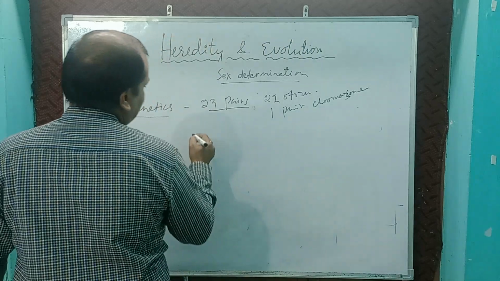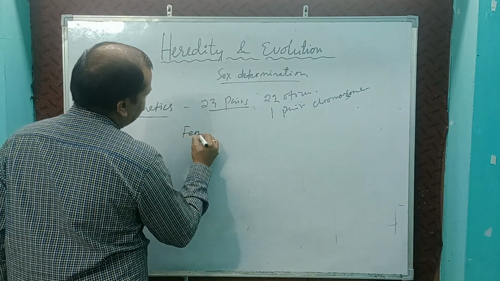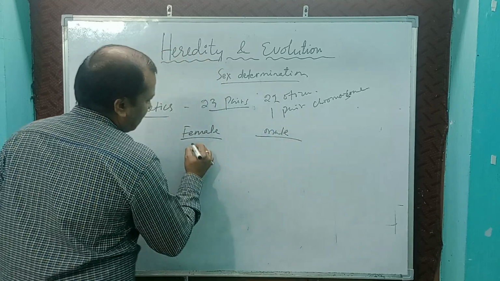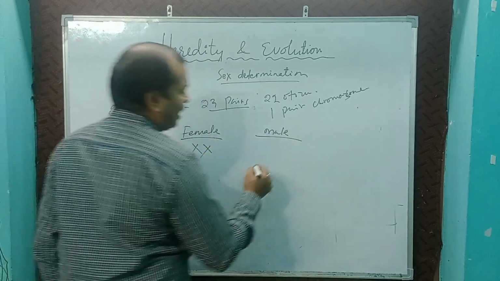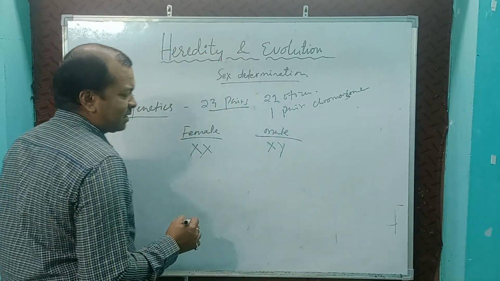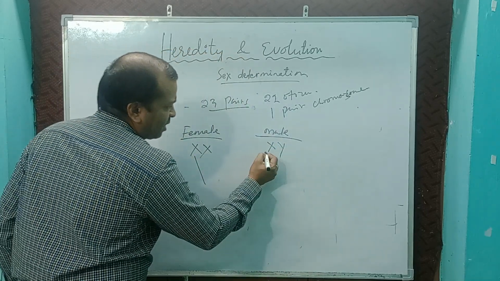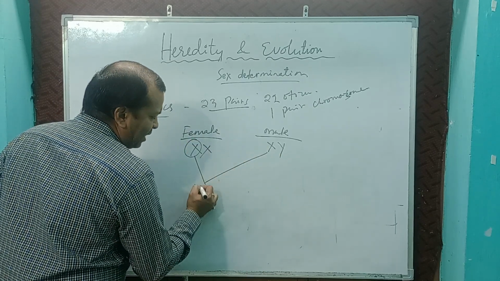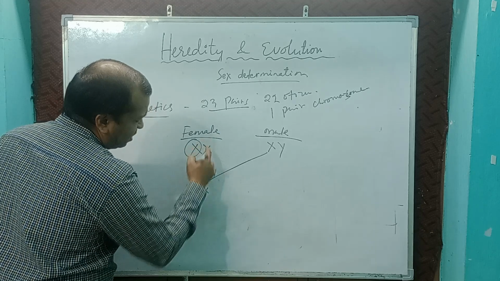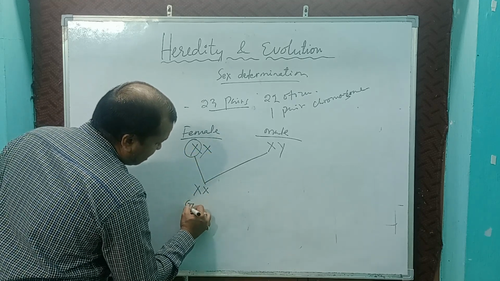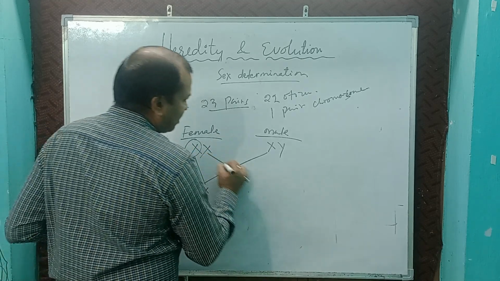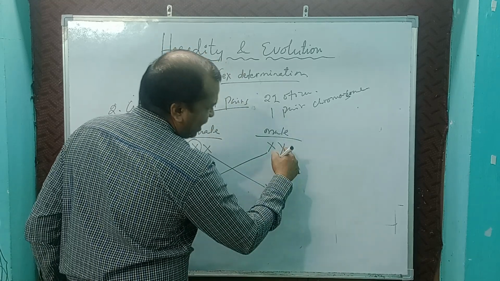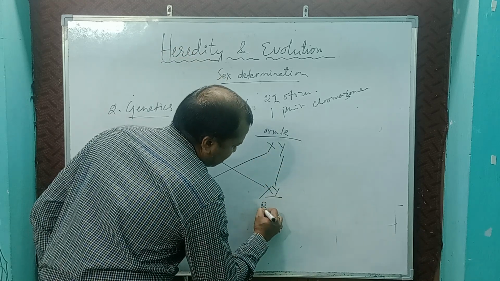Suppose this is a female and this is a male. In female, XX chromosomes are present. In male, X and Y chromosomes are present. When an X chromosome comes from the female and an X chromosome from the male, it is XX. XX means no doubt it is a female girl child. When X comes from the female and Y comes from the male, it is XY. XY means it is a male or boy child.